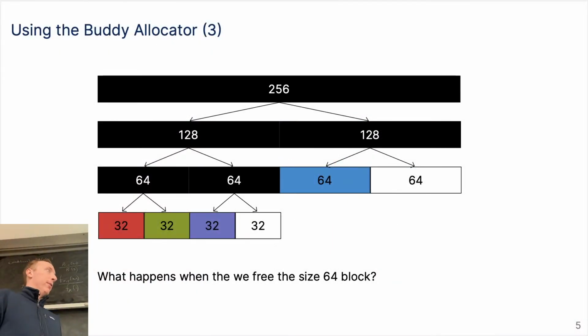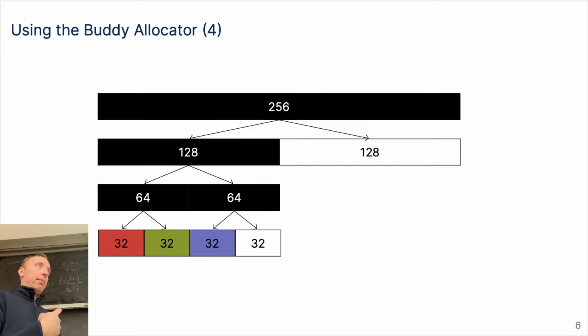Okay, so if we free this blue 64-byte block, then we just go ahead and merge them back together. Now we'd have a free 128-byte block. Okay, any questions about the buddy algorithm? It's pretty cool.